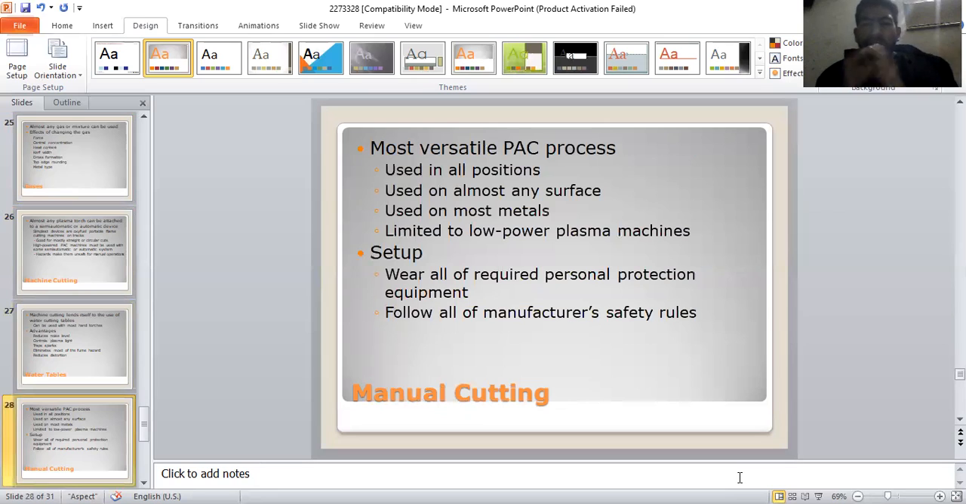Now let's discuss manual cutting. It is the more versatile plasma arc cutting process. It's used in all positions and on almost any surface, though usually we use it on metal because it is very conductive, so we find efficient results. It is limited to low power plasma machines. Now if we discuss the setup, we need all of the required personal protection equipment and must follow all of the manufacturer's safety rules.